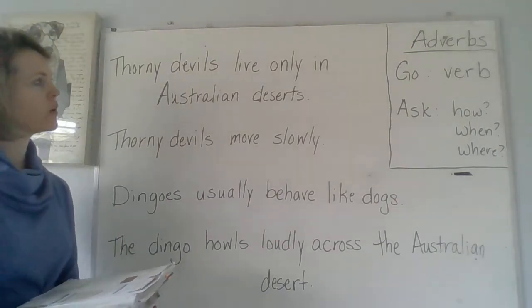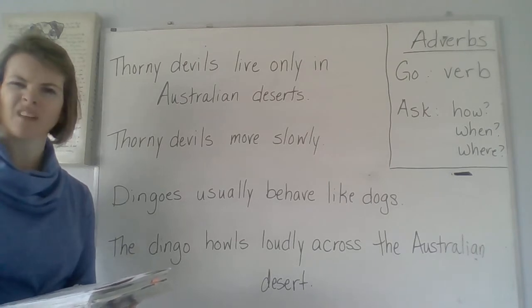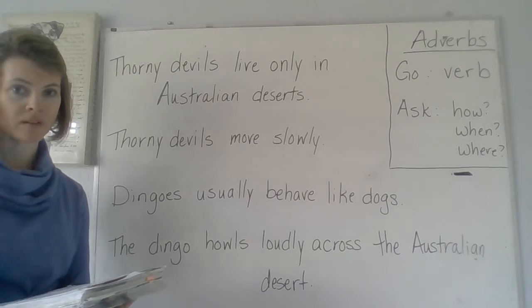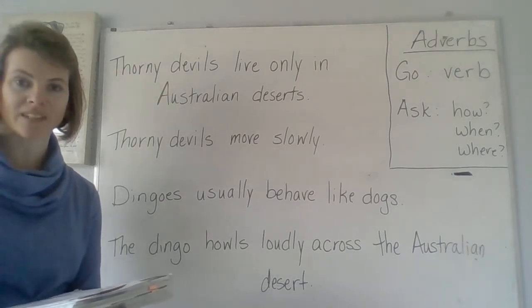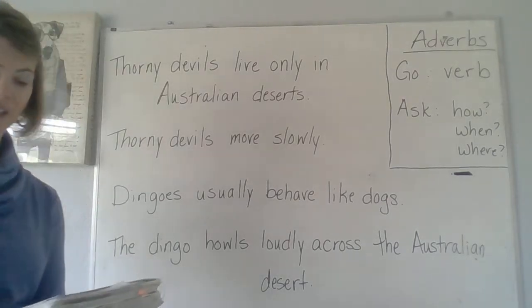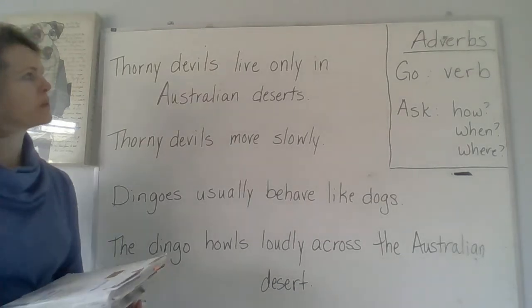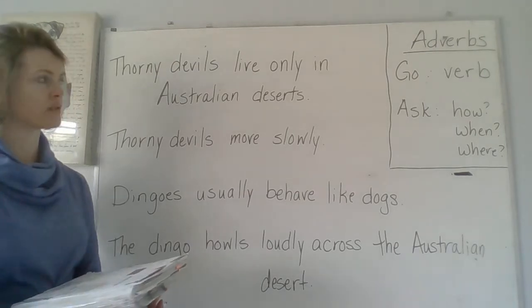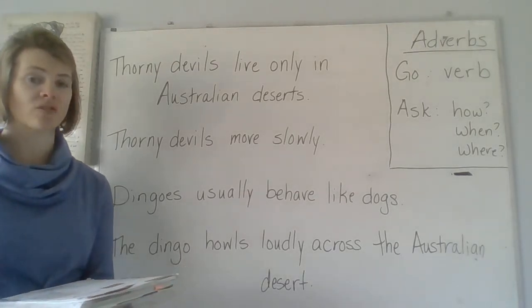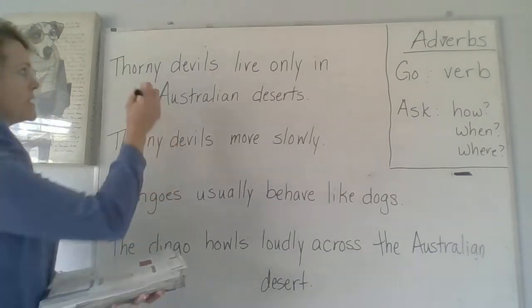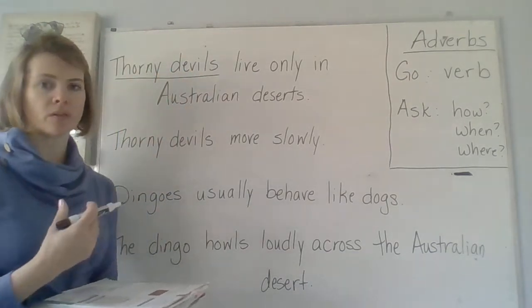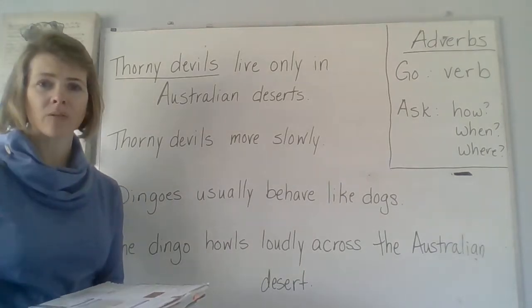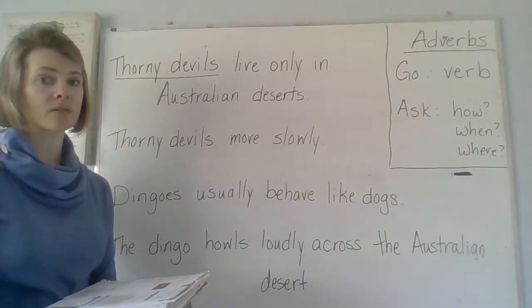Thorny devils live only in Australian deserts. What's a thorny devil? You could look it up, but I'm going to tell you. It's a kind of lizard. You could still look it up to see what it looks like. He's very thorny looking. Read it with me again. Thorny devils live only in Australian deserts. What live only in Australian deserts? Thorny devils. And we underline both of those because that's a specific name of a lizard. What is being said about thorny devils? Thorny devils live.